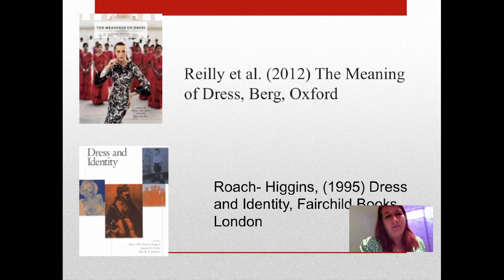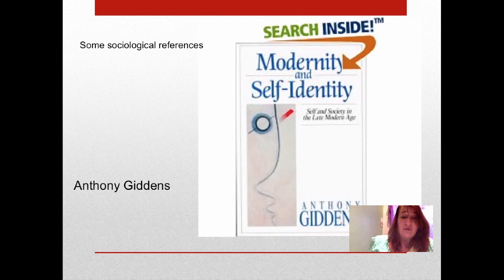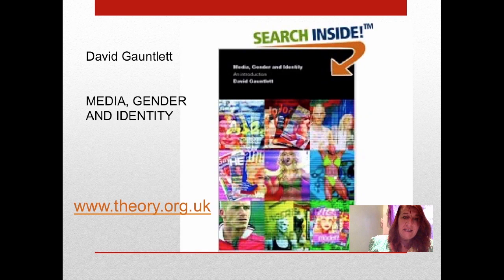To direct some of your reading, texts like Riley's The Meaning of Dress is interesting in the way it sets out different discussions of dress, particularly from a global perspective. The Roach Higgins book, Dress and Identity, again, is a real link between our relationship between clothes and the body. As I've mentioned, Stella Bruzzi, Undressing Cinema: Clothing and Identity in the Movies. From a more sociological approach, I'd look at Anthony Giddens in his Modernity and Self-Identity. And finally, the theory.org.uk website, and in particular David Gauntlett, who looks at media, gender and identity.